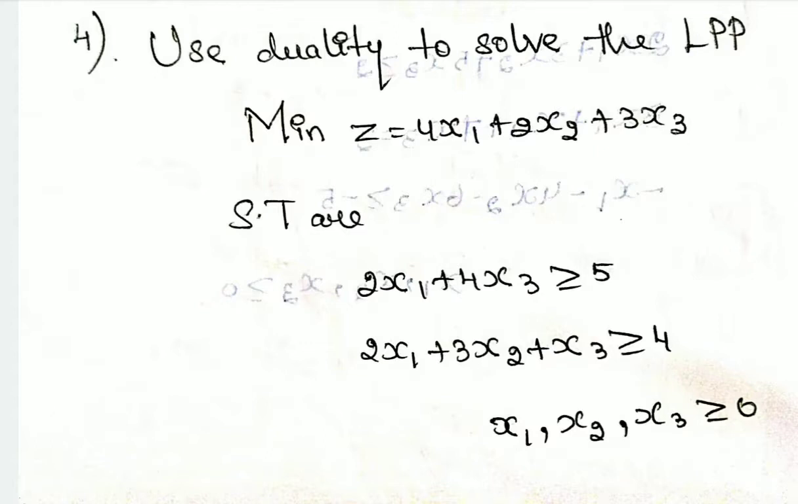First, we have to check whether the given problem is minimization or maximization. The given problem is minimization. Minimization means the constraints should be in greater than or equal to form. Here the constraints are in the greater than or equal to form, so no problem. We can directly go for the dual problem.